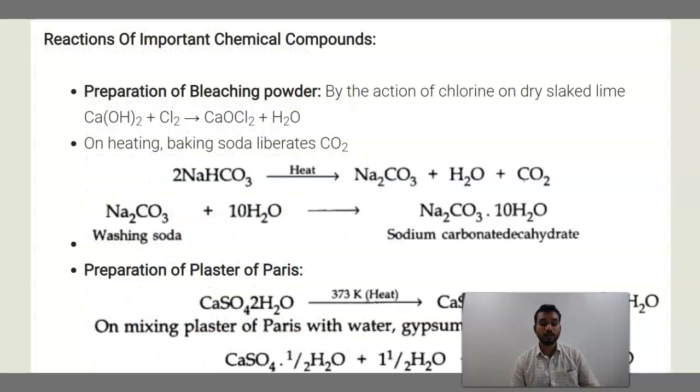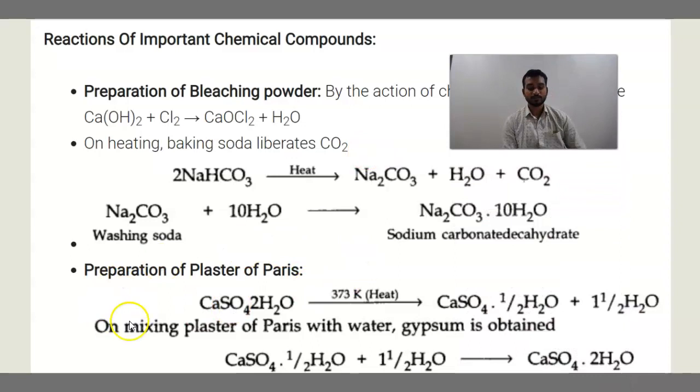Reactions of important chemical compounds, like the preparation of bleaching powder, are very important, as I said. It is made by the action of chlorine on dry slaked lime: Ca(OH)2 plus Cl2 gives CaOCl2 plus H2O. On heating, baking soda liberates carbon dioxide gas. And this is the preparation of plaster of Paris: CaSO4 2H2O at 373 Kelvin temperature gives CaSO4 half H2O plus 1.5 moles of water. On mixing plaster of Paris with water, gypsum is obtained. If you mix water, we get gypsum.